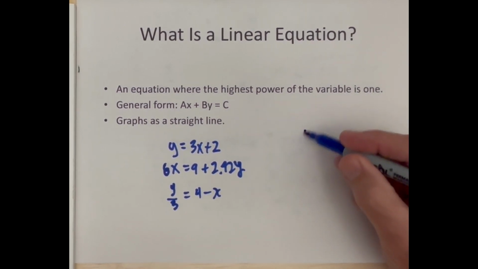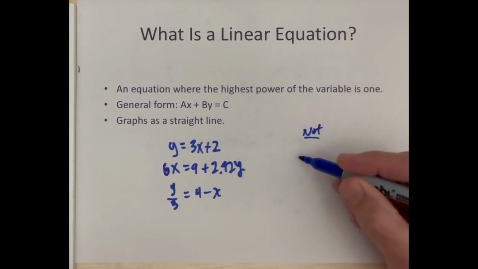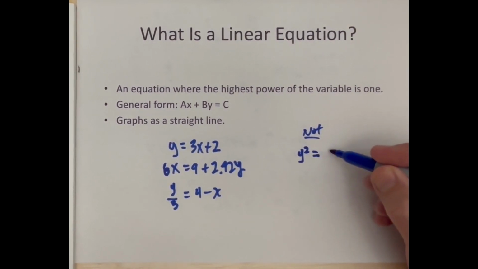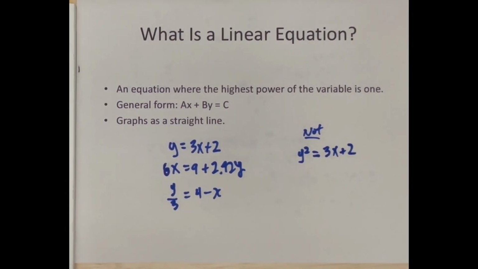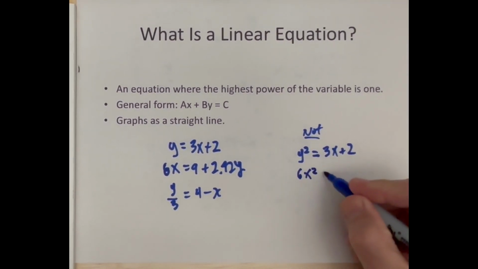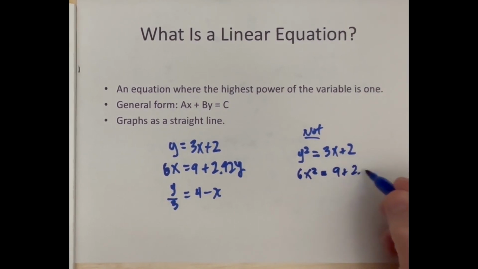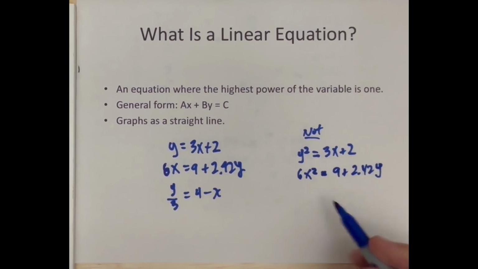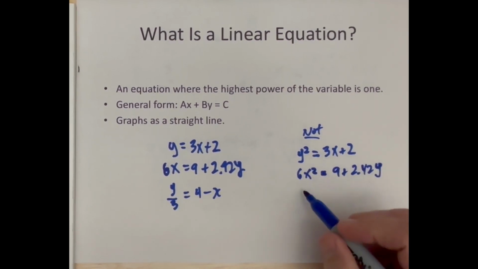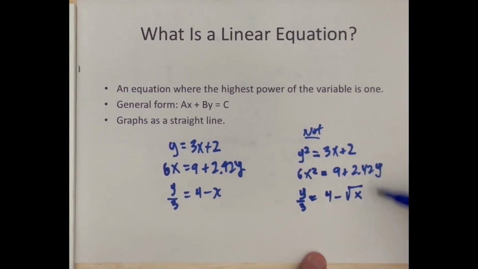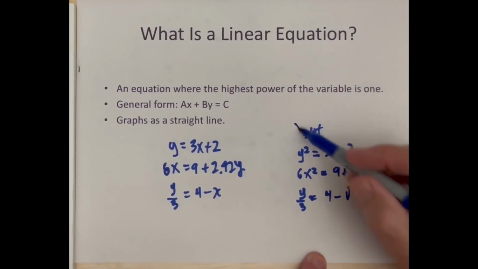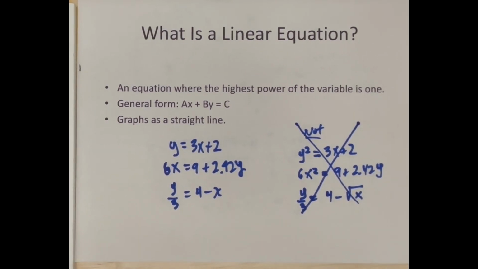Now let's look at some that are not linear equations. So y squared is equal to 3x plus 2. Here, if you solve, the y would be to the half power. And then 6x squared is equal to 9 plus 2.42 times y, not to the first power. And then y over 3 is equal to 4 minus root x. So these are not linear equations because the variable is not to the first power. So we're not going to be looking at those, we're going to be looking at these.